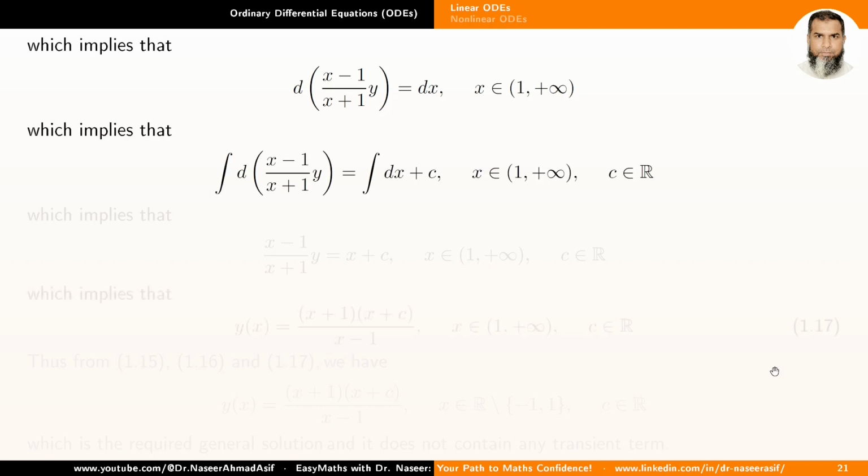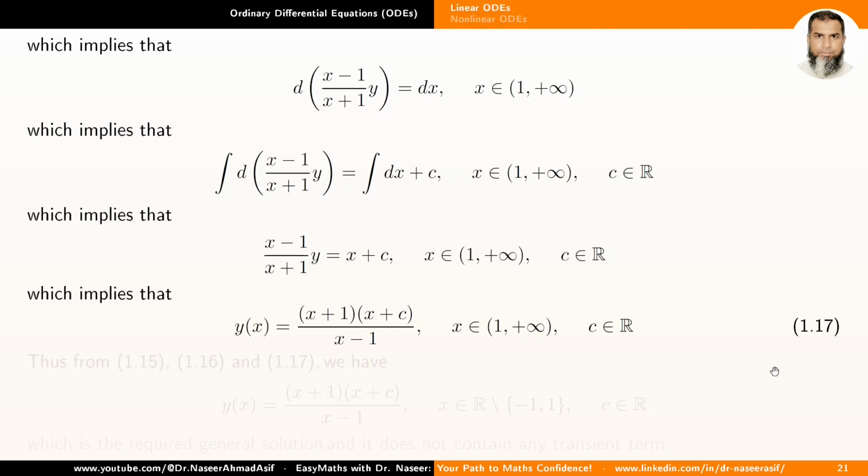Taking the integral, we have the integral of d of ((x minus 1)/(x plus 1) y) equals the integral of dx plus c, where x belongs to the open interval 1 to plus infinity and c is an arbitrary constant. So (x minus 1)/(x plus 1) y equals x plus c, where x belongs to the open interval 1 to plus infinity and c is an arbitrary constant. So y of x equals (x plus 1)(x plus c)/(x minus 1), where x belongs to the open interval 1 to plus infinity and c is an arbitrary constant.